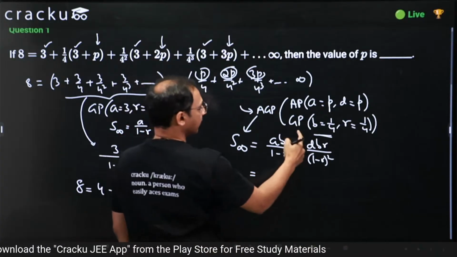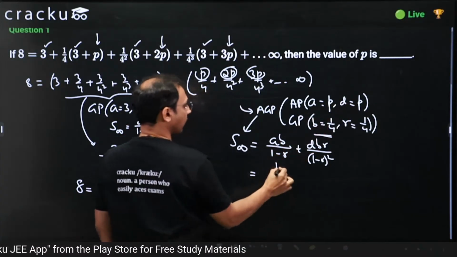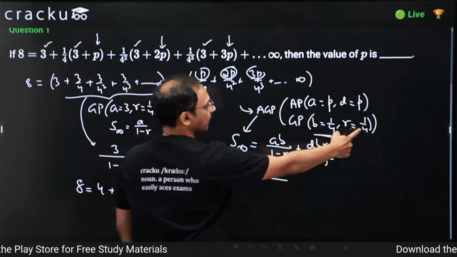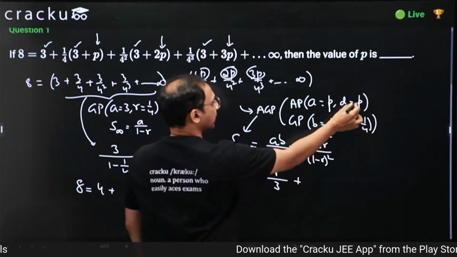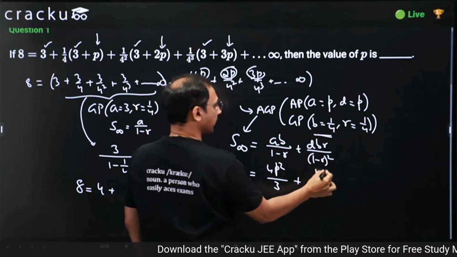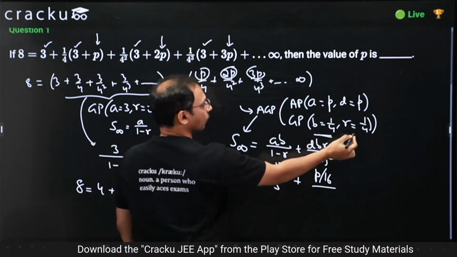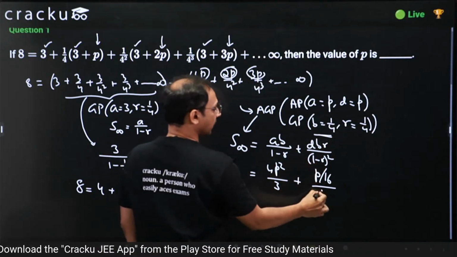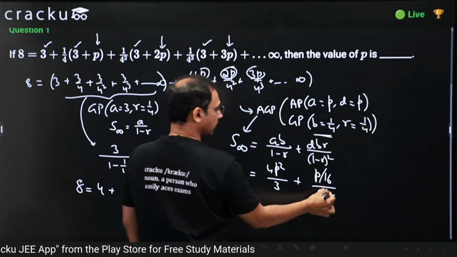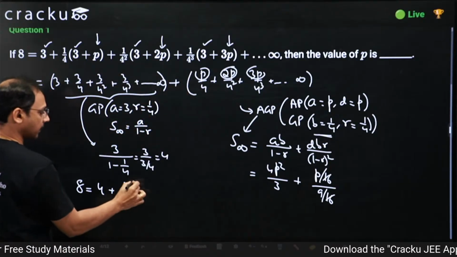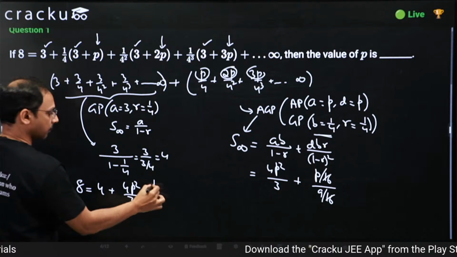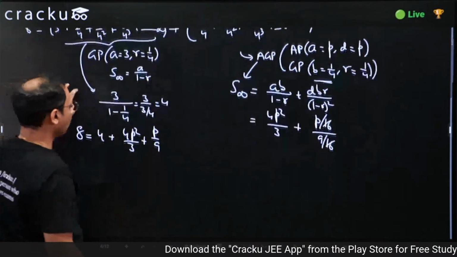So we get ab is p square by 1 minus 1 by 4, which is 3 by 4. So 4 will come here. Plus dbr is p by 16. 1 minus r is 3 by 4 whole square, which is 9 by 16. So this 16 will get cancelled here. And we get 4p square by 3 plus p by 9. Now let us solve this.